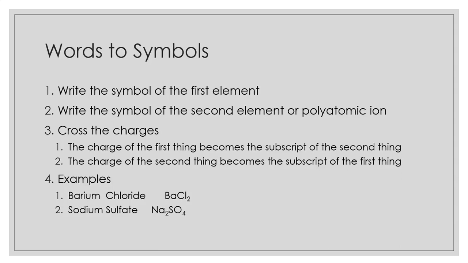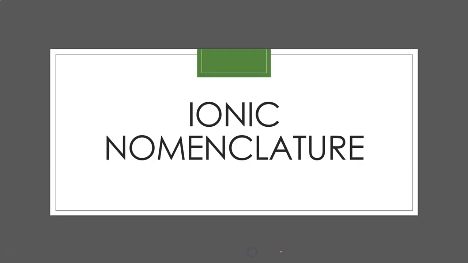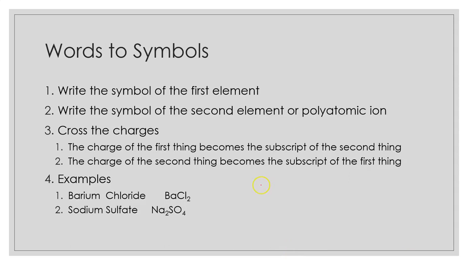Going from words to symbols. The first thing you're going to do is write the symbol of the first name, and then write the symbol of the second name or polyatomic ion. Like we have barium chloride for an example here. Barium is Ba and chlorine is Cl. So that's easy. We just look up those things. Remember, if it ends in "ide," it's referring to the element. Chloride is chlorine. Bromide is bromine. Fluoride is fluorine.